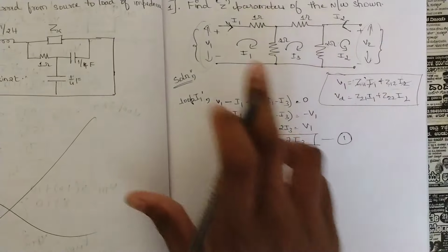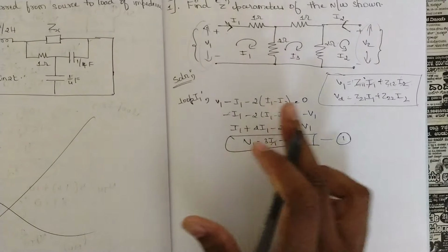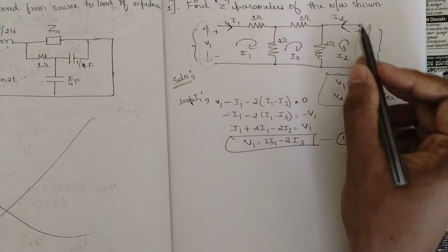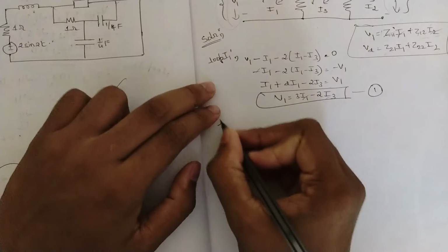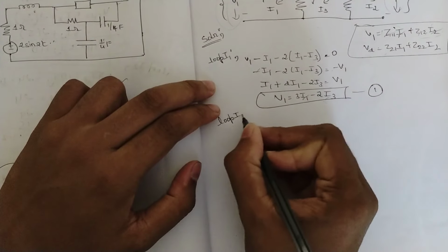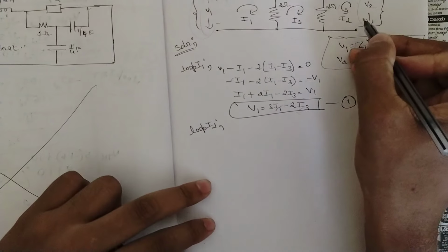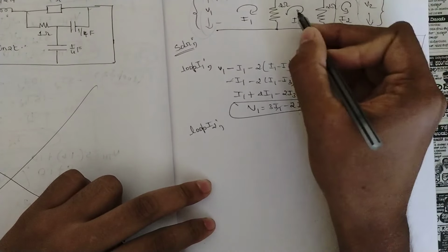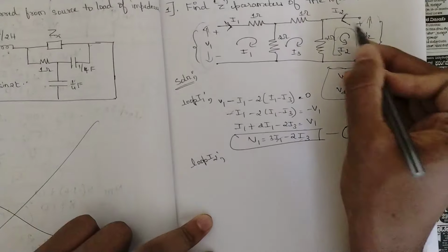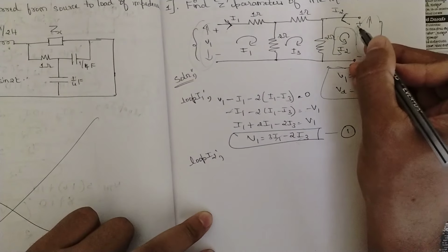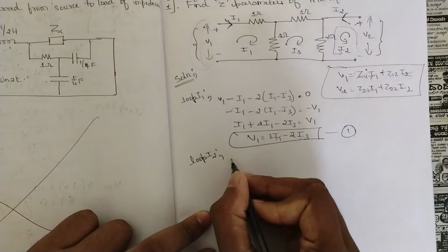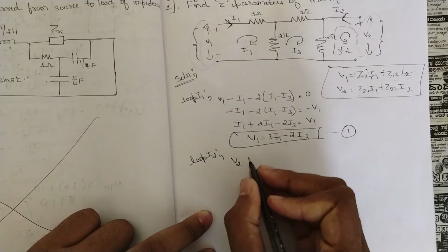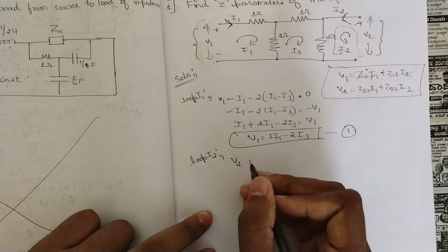Now we have one equation from this loop. Similarly, apply KVL on loop 2, that is, loop I2. Start from here. This is the direction of this loop. Observe carefully, it is not the same; the direction is opposite here. Start from this V2. The outward sign is plus V2.